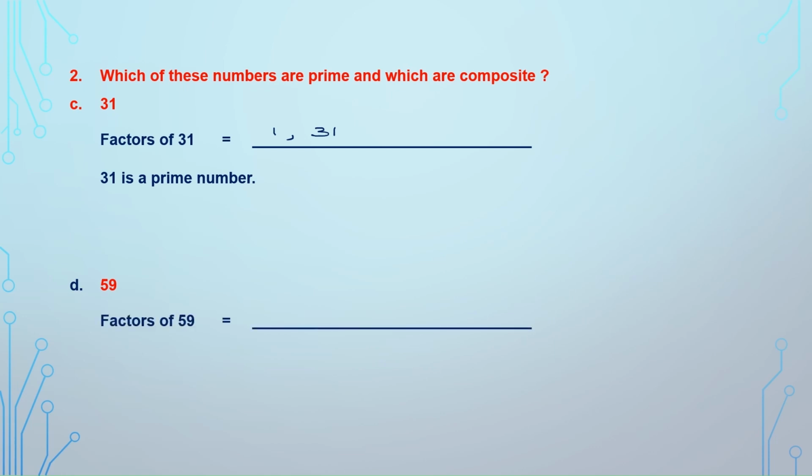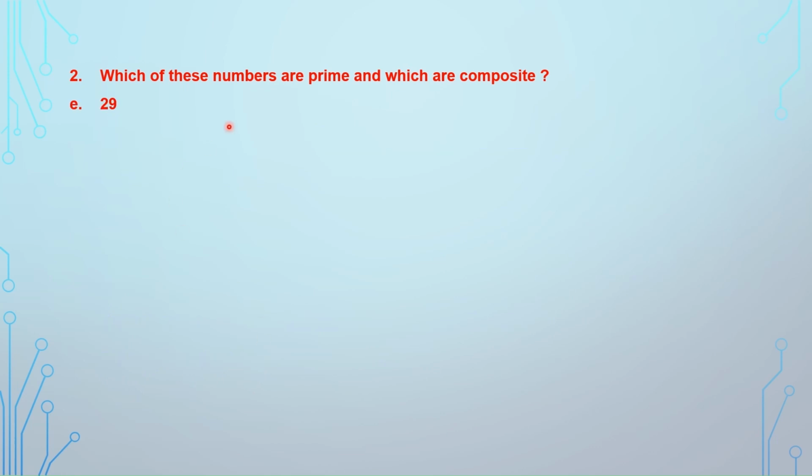59. What are the factors of 59? The factors of 59 are only 1 and 59. So there are only two factors. If there are only two factors, then 59 is a prime number. So 59 is a prime number. Next one, 29. Is 29 a prime number? Let's find the factors. The factors of 29 are only 1 and 29. So since it has only two factors, it is a prime number. 29 is a prime number.